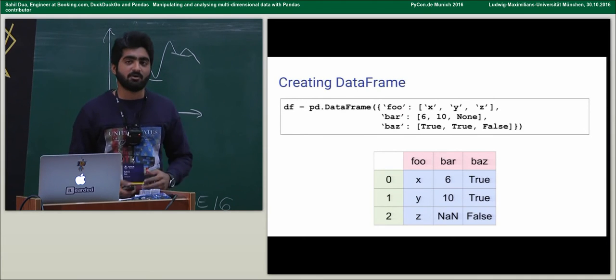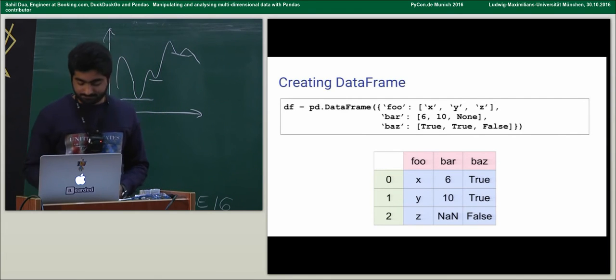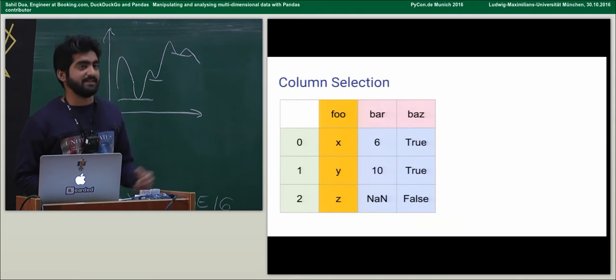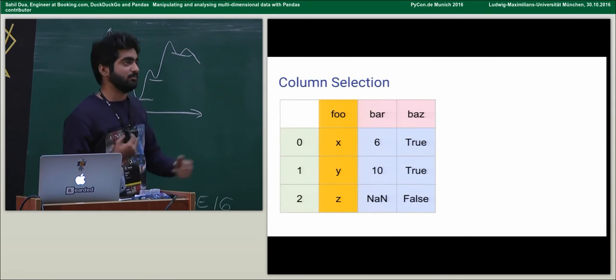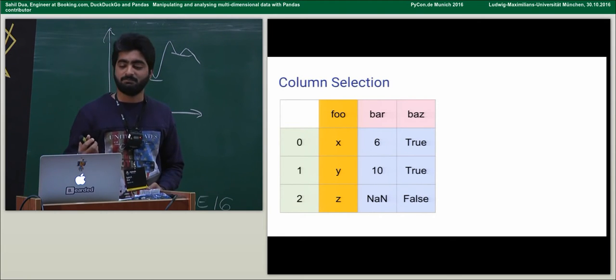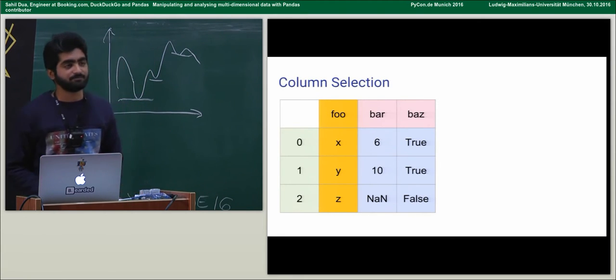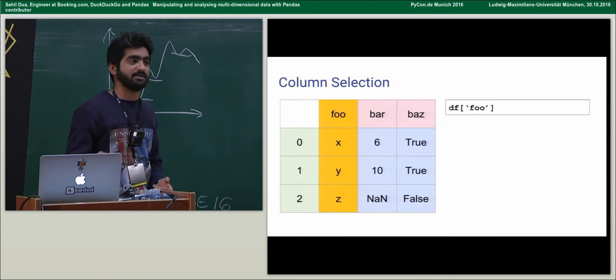Now let's take this DataFrame and see what we can do with it, how we can manipulate this data, or how we can perform some operations on it. First of all, very simple operations. We want to select one column. In this case, we want to fetch the column which has the column label foo. We can simply do this. We can pass the name of the column to the square brackets.